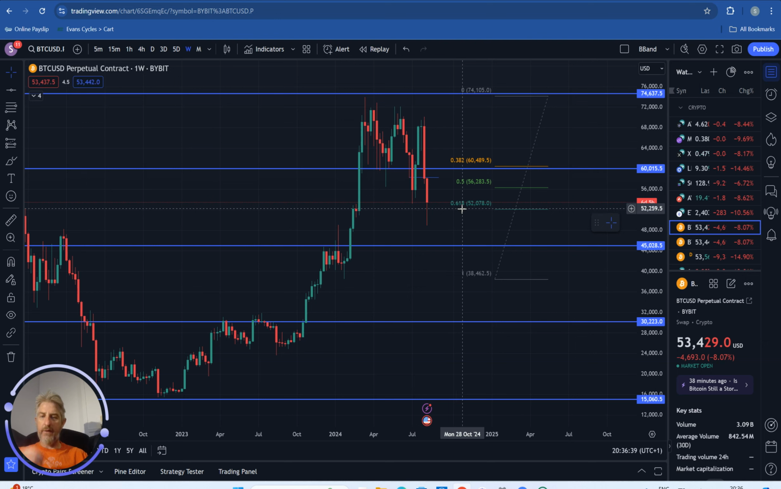And indeed, Bitcoin has, for now, got some support there. So it wicked all the way down to 49.50, which also coincides to this wick high over here, and it's bounced pretty much just above the 0.618 retracement. So the 0.618 retracement is the Fibonacci number, really.